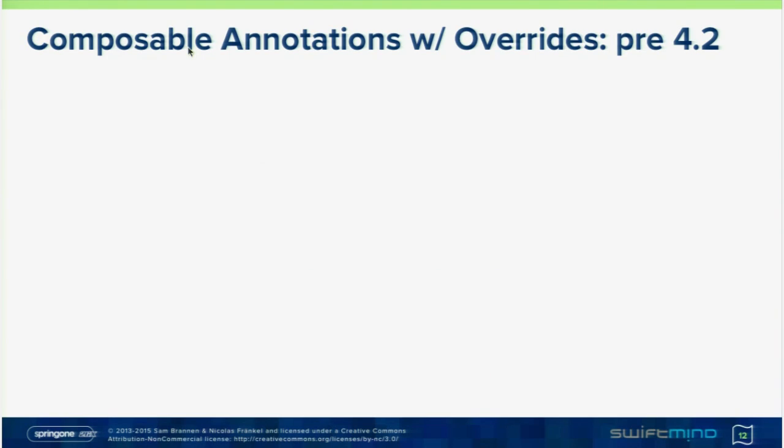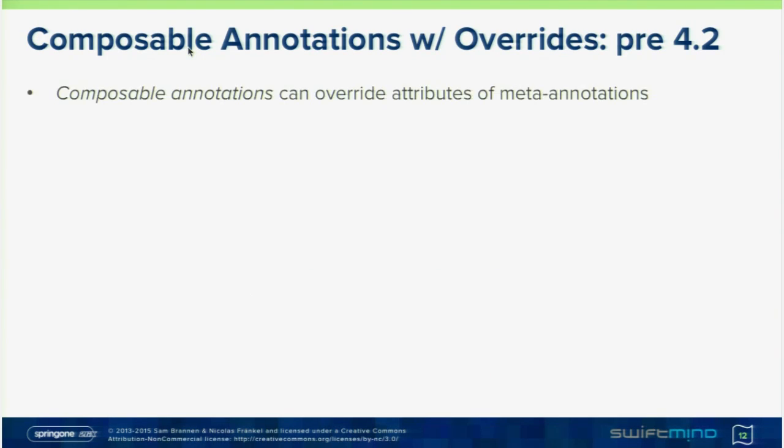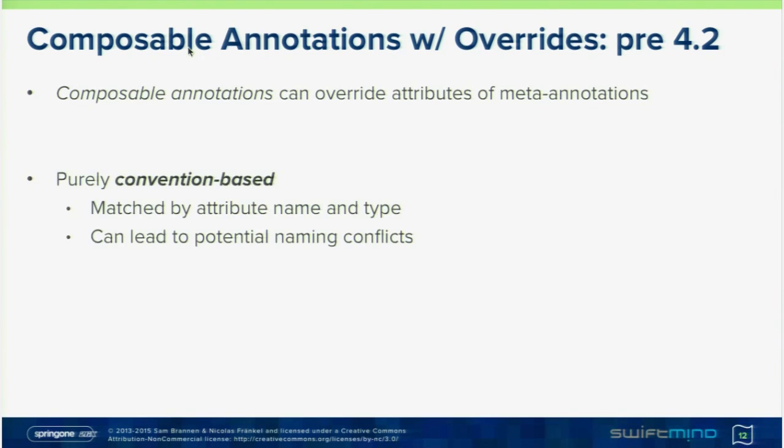So before 4.2, this is basically what I showed you guys last year. Composable annotations can override attributes in meta-annotations. So a meta-annotation is just an annotation on your annotation. It's kind of like inheritance with Java classes, but not really supported by the JDK, but Spring supports this kind of stuff. So in the past, it was purely convention-based, basically just based on the name of the attributes and the types, and you could also run into potential naming conflicts, which we'll see in a minute. Another thing in the past, prior to Spring 4.2, is that you couldn't override the special value attribute.